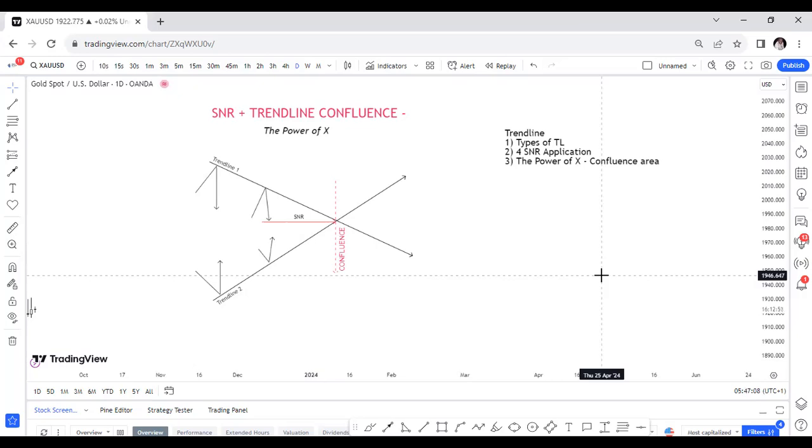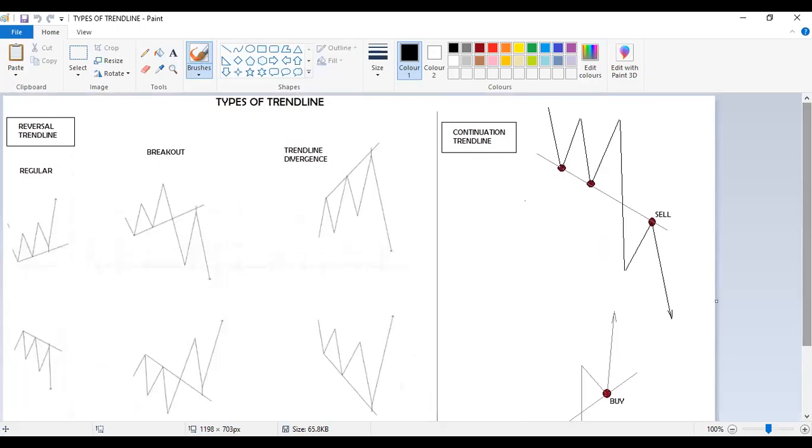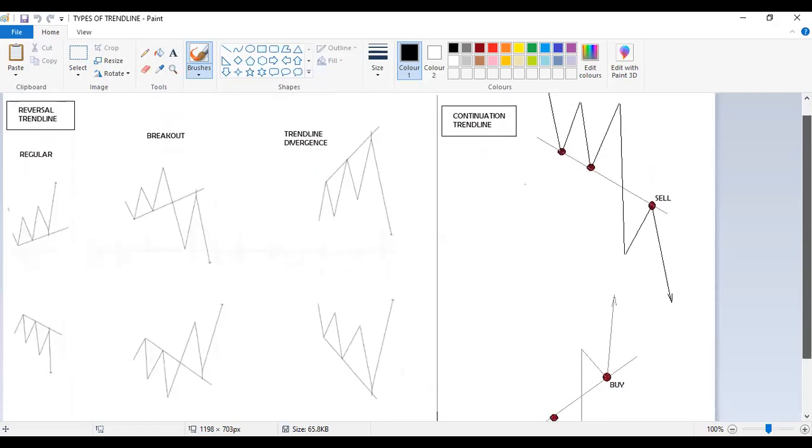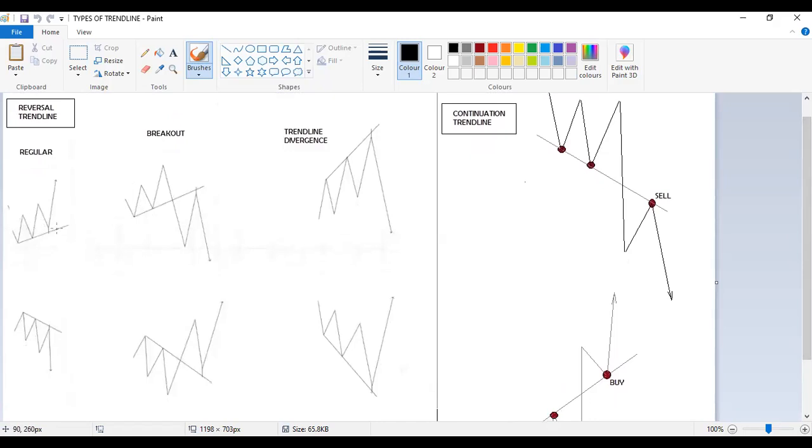Then let's go straight to the types of trend lines. I added one new one, which I researched for myself. We have the reversal and the continuation patterns of trend lines. We have the regular trend line, which I explained in the first video I did on my YouTube channel, and uploaded into the group too. You can find the explanation about these types of trend lines there.